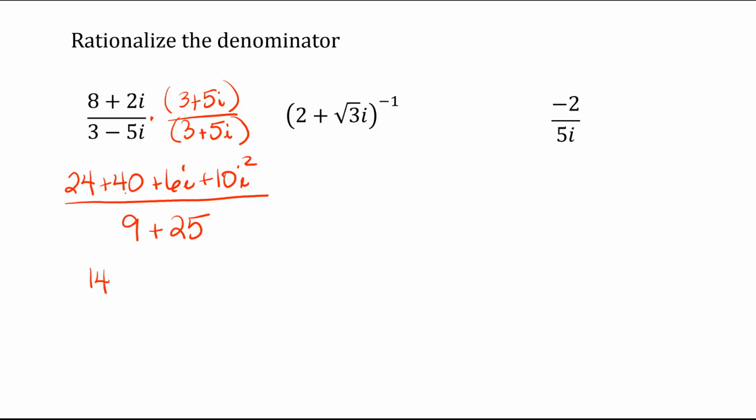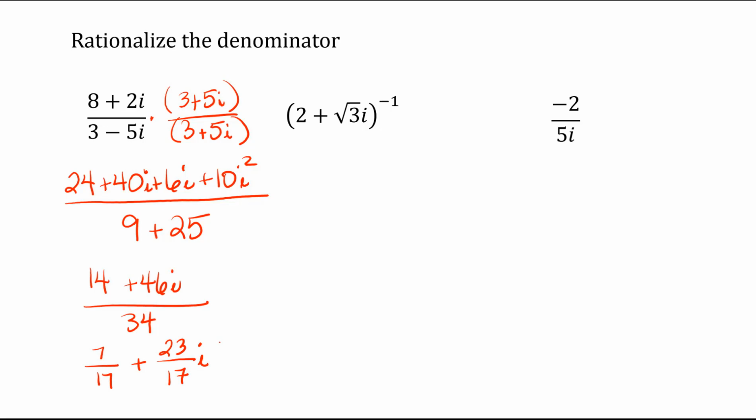And then, oops, I forgot the i with the 40. It should be a 40i. When we add the i parts, we have 46. So plus 46i. And then the denominator is 34. And we have to write these completely separately. So 14 over 34 will be 7 over 17. And then 46 over 34 is going to be 23 over 17i.